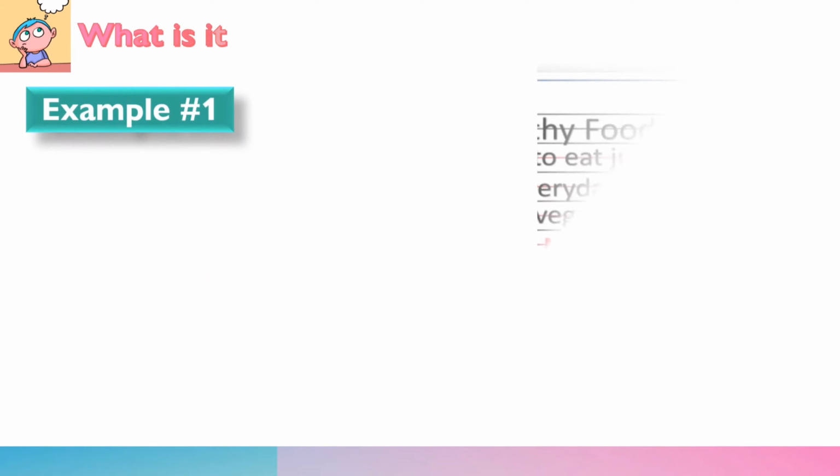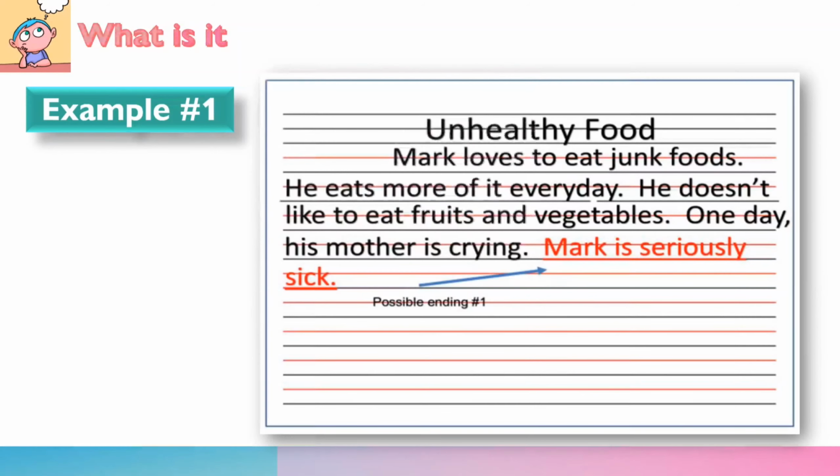Here's example number 1, entitled Unhealthy Food. Mark loves to eat junk foods. He eats more of it every day. He doesn't like to eat fruits and vegetables. One day, his mother is crying. Now, look at the group of words that is written in red. Mark is seriously sick. This is the possible ending of the story.